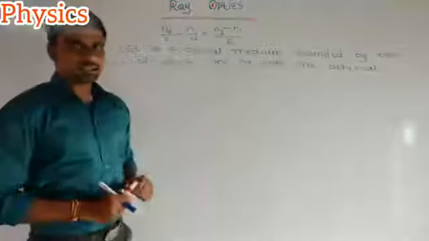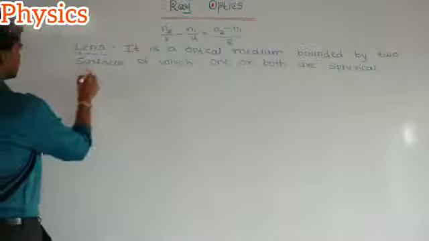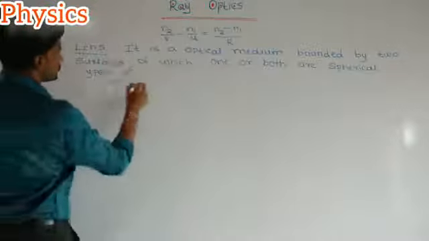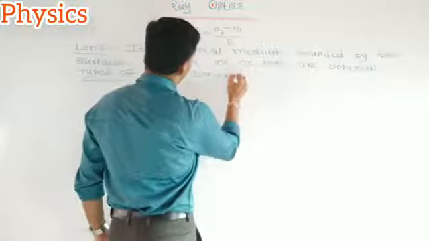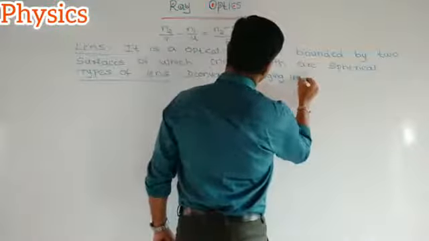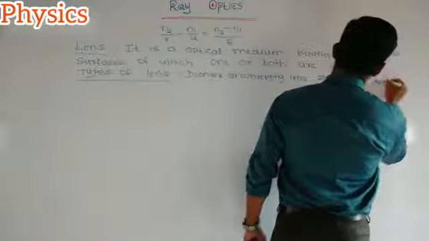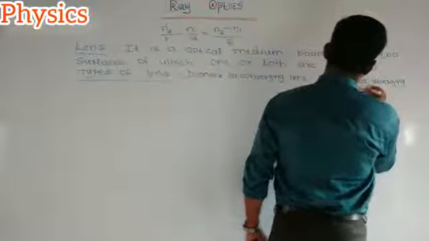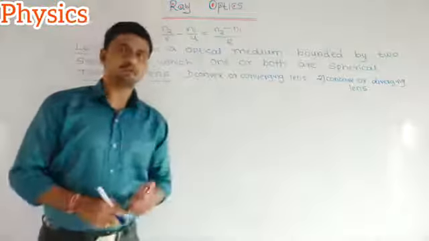In lenses, there are mainly two types. Now we discuss the types of lenses. The first type is the convex or converging lens. And another one is the concave or diverging lens. These are the two main types of lenses. Now, first we will discuss the convex or converging lens.